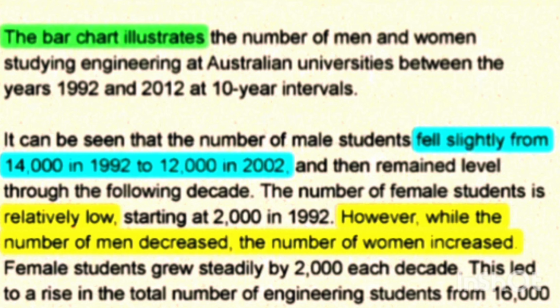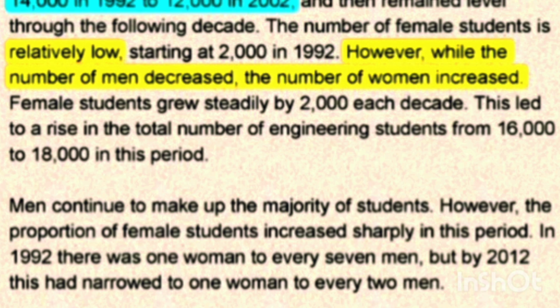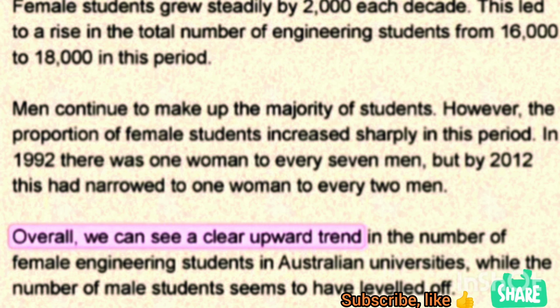However, while the number of men decreased, the number of women increased. Female students grew steadily by 2000 each decade. This led to a rise in the total number of engineering students from 16,000 to 18,000 in this period. Men continued to make up the majority of students. However, the proportion of female students increased sharply in this period. In 1992, there was one woman to every 7 men, but by 2012, this had narrowed to one woman to every 2 men. So now we will write the conclusion like this.